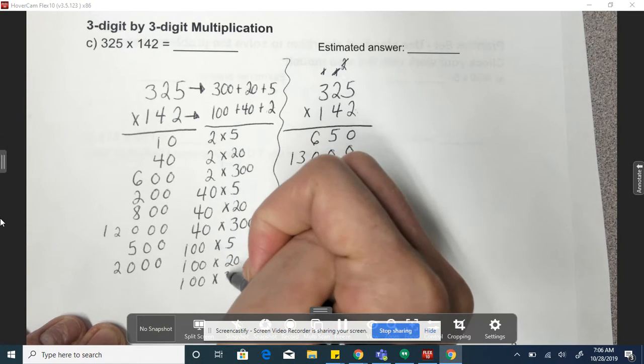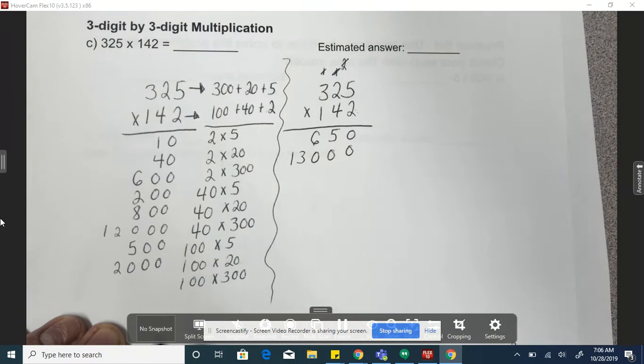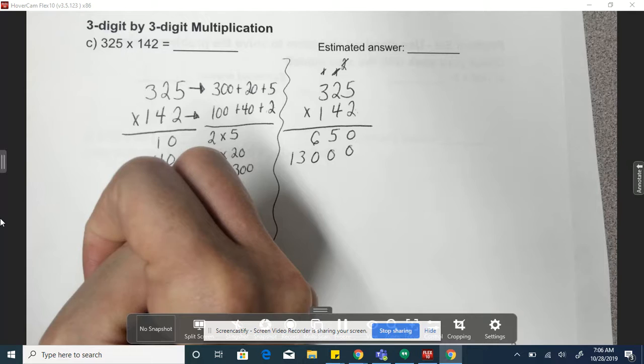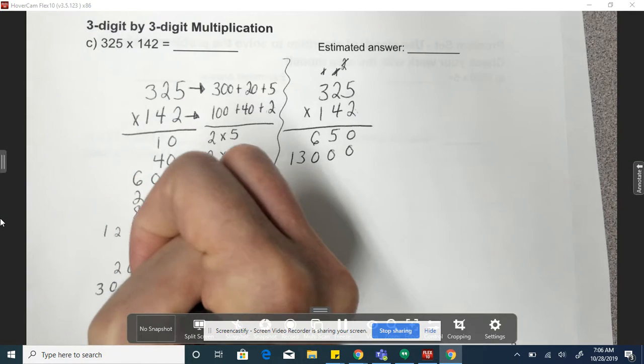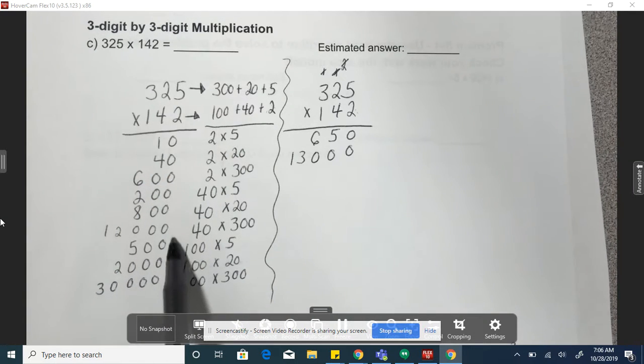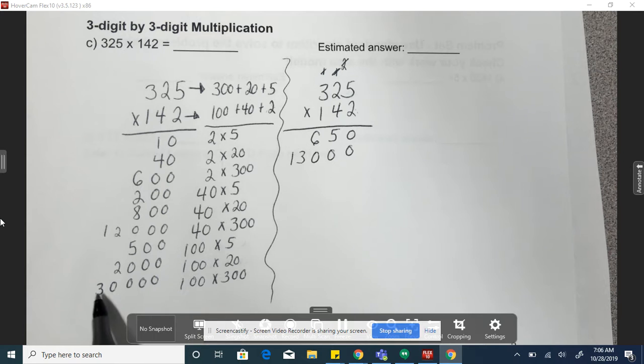I get a big number. So let's see. 1 times 3 is 3. Hundreds times hundreds is 10,000s. So we're going to have 3 ten thousands or 30,000. Make sure to line up my place values. If we were to add these last three numbers up, we would get 30,000 plus 2,000 plus 500. That's 32,500.